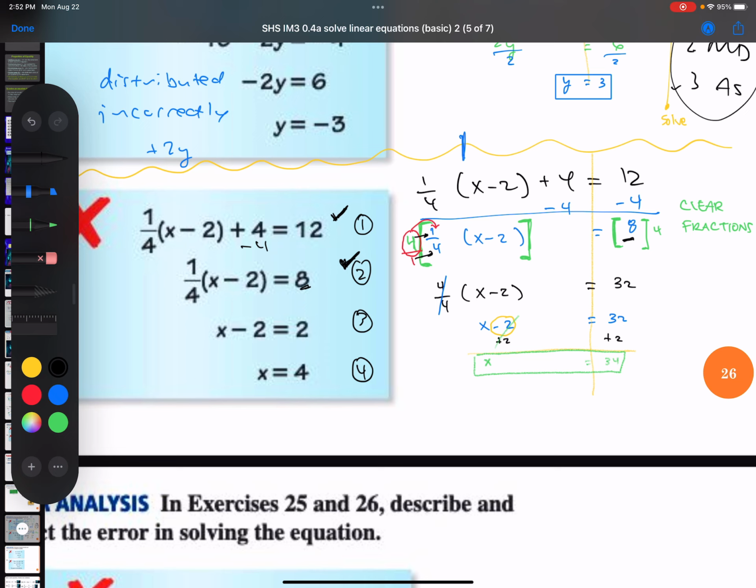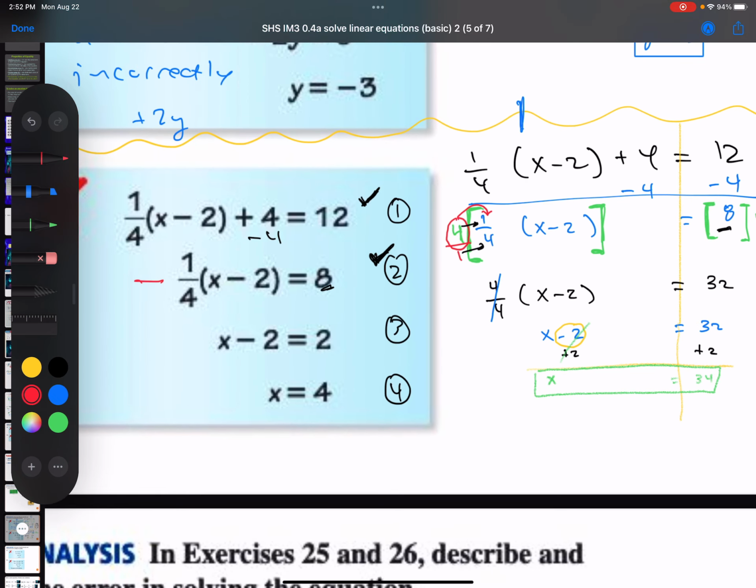Step number 3, is that correct? What did they do? They see divide by 4, so they divided by 4 on both sides. Did they do the opposites? No, didn't do opposite. They might have been on their phone in class.